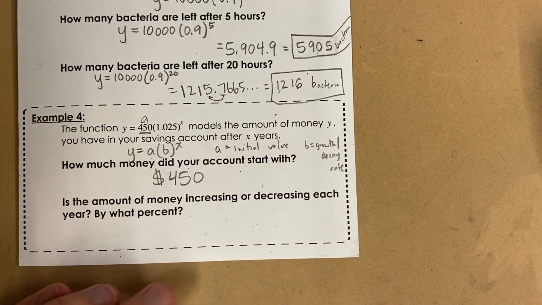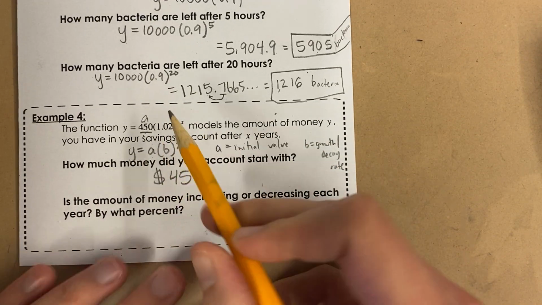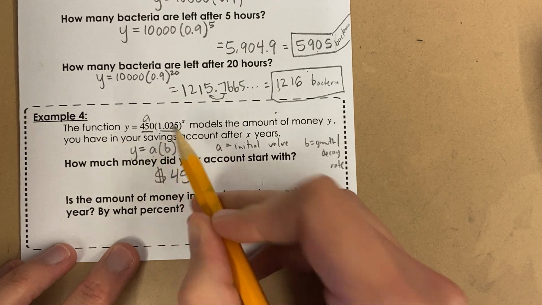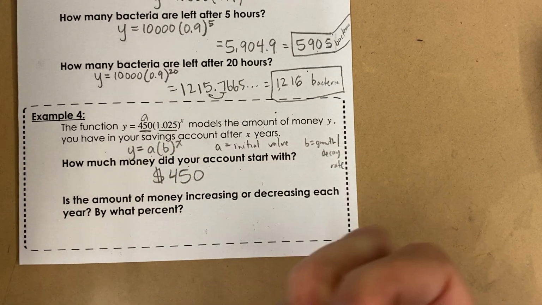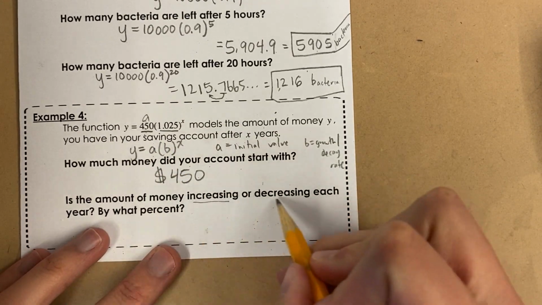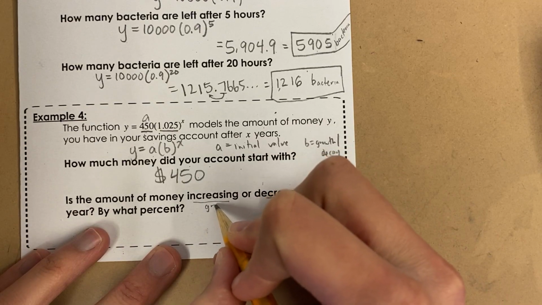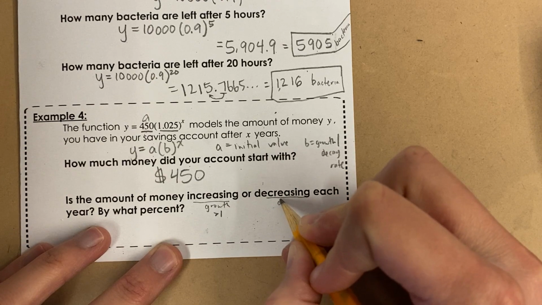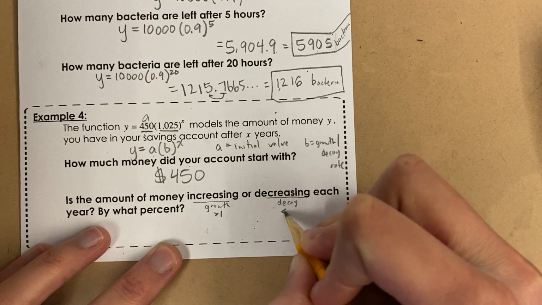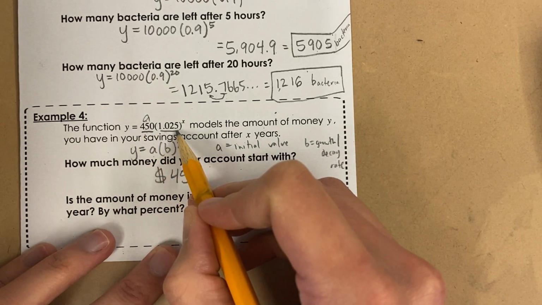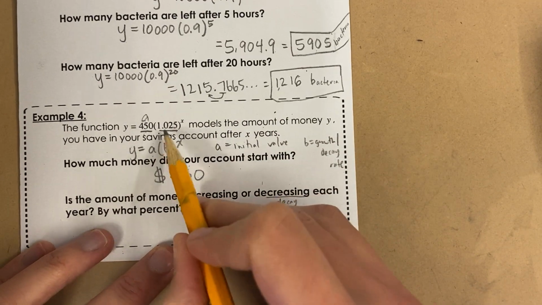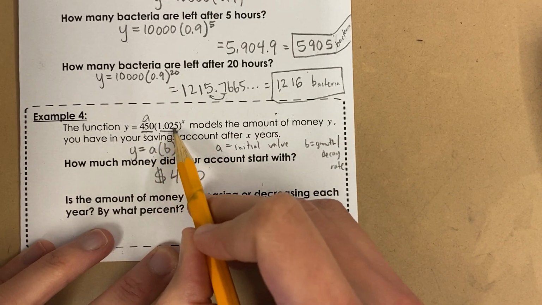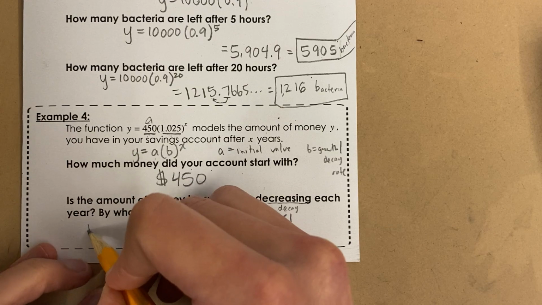Okay, that one's easy. Now, this one's a little trickier. This is my growth or decay rate. So first I'm going to ask myself, is it increasing or is it decreasing? Is this a growth rate? If it's a growth rate, it's going to be more than 1. And if it's decaying, it's going to be less than 1. So is this more than 1 or less than 1? This is more than 1, right? This is 1 plus some additional. So this is increasing.